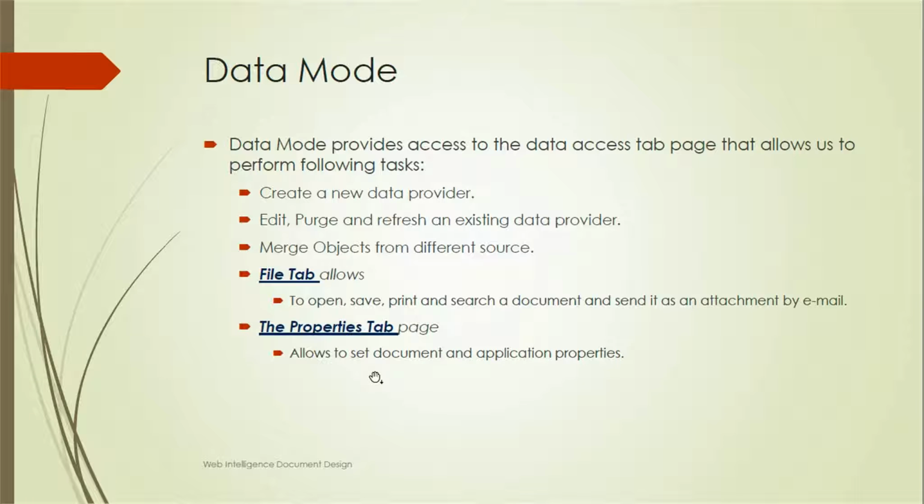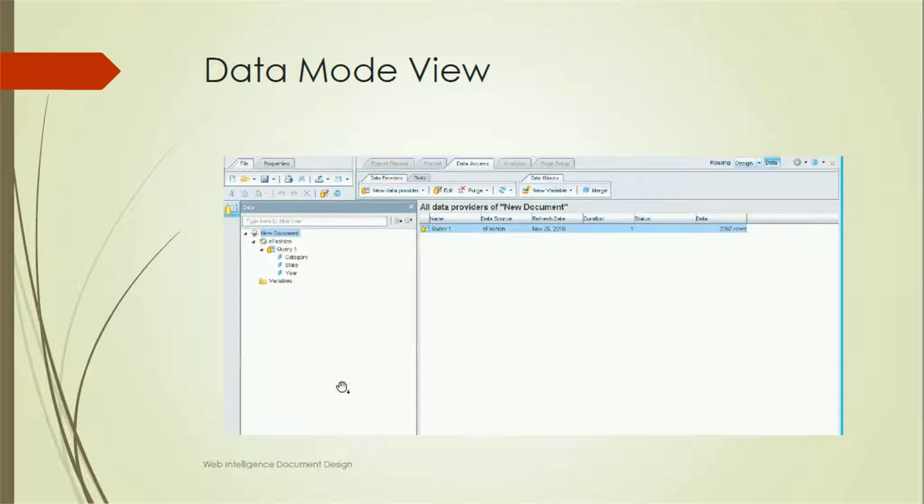Let's see a screenshot of how data mode looks. This is the data mode, which opens when I click on it. This is basically the query available with the data provider. We can edit this data provider and we can purge the data. If you see the other options, report element, format, analysis, and page setup, these are disabled, so they are not active in this mode. Only the relevant options are enabled.